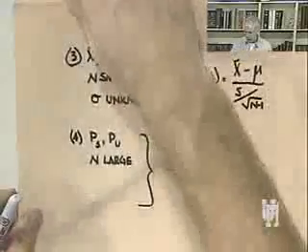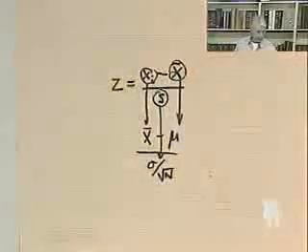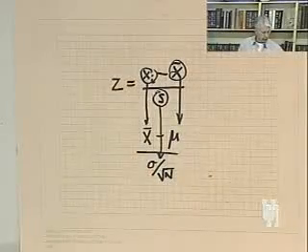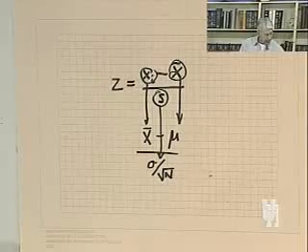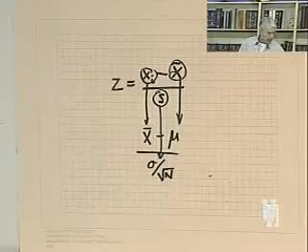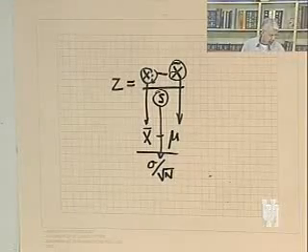Let's then work through an example of this. And let's look at the problems at the back of the text. And take a look at problem 8.2.